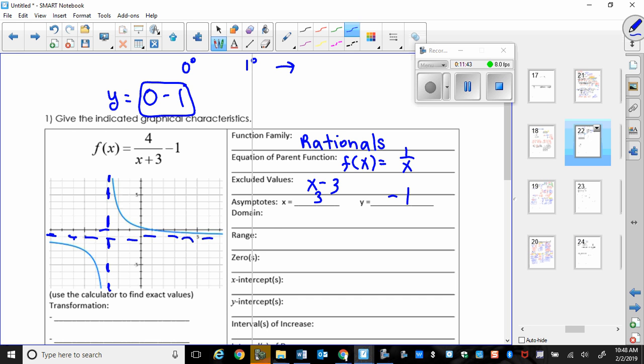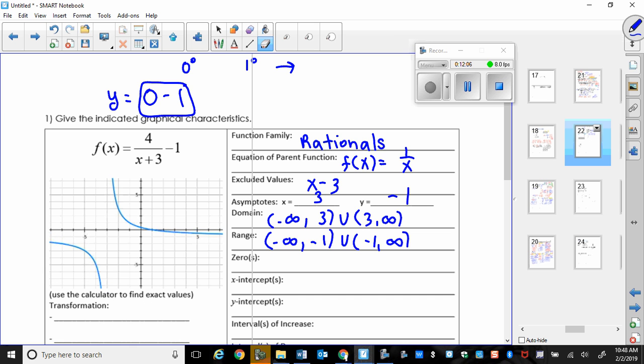Okay? My domain is negative infinity to positive 3 union 3 to positive infinity. My range is negative infinity up to negative 1 union negative 1 to infinity. My zeros, I'm going to erase these asymptotes here, see where it crosses the x-axis, and it crosses right here at 1. So x equals 1. That means my x-intercept is the coordinate 1, 0.